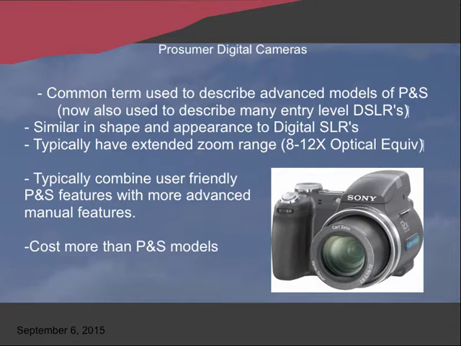They typically have some sort of extended zoom range, so you have a little bit of range as far as capturing zoom. Typically, they combine user-friendly point-and-shoot features with a little more advanced manual features, and they cost a little more than point-and-shoot models. These are the ones you will find at places like Best Buy and Target, anywhere from like the $400 to $700 range.